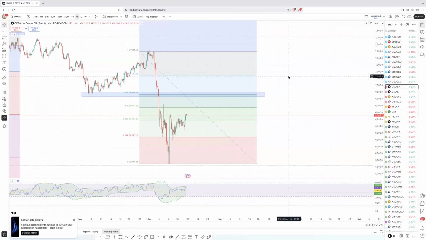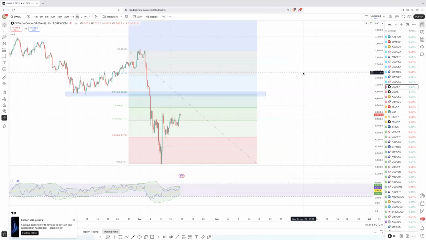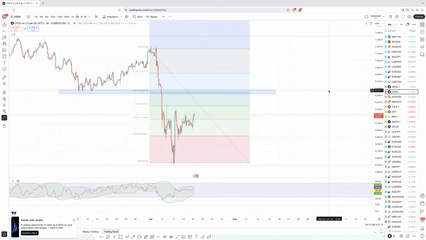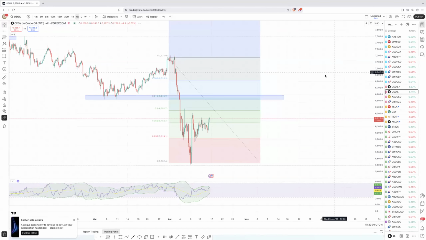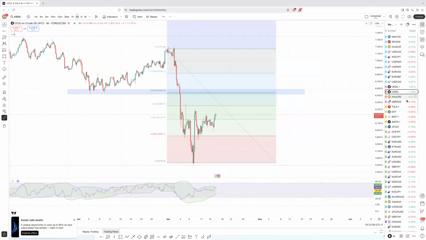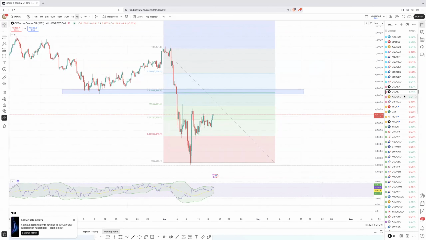So we have also the oils. The oils look like the best so far. UK oil and US oil. These two look like the best break and retest right now on the charts. So I'll be keeping a close eye on these two oil setups. I'm going to go short on those.